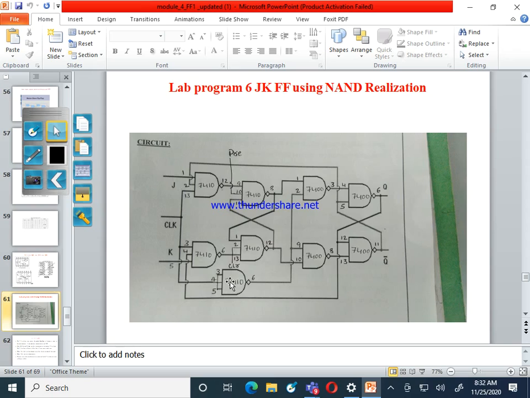Okay, now the next question: how many NAND gates are to be realized with a 7410? Do you know the pin configuration for the 7410? In one IC, how many NAND gates can be realized? Tell me first, 7410. Okay, 7400.